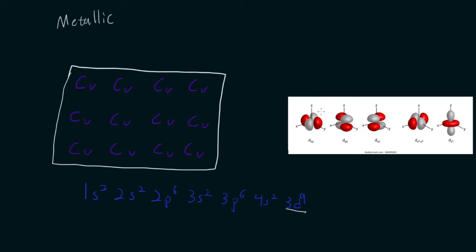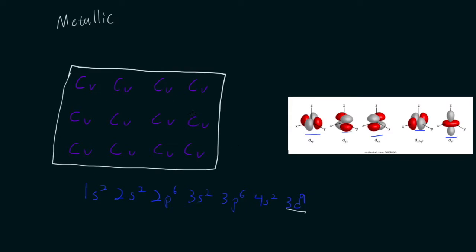Now, the d orbital looks like this. These are the different shapes of the d orbital. And what happens with these shapes is when they overlap, they really stretch pretty far away from the atom in all of these different directions. Think about 9 electrons have to be spaced evenly around this atom. Well, that's going to result in them being pretty loosely bound to each copper.